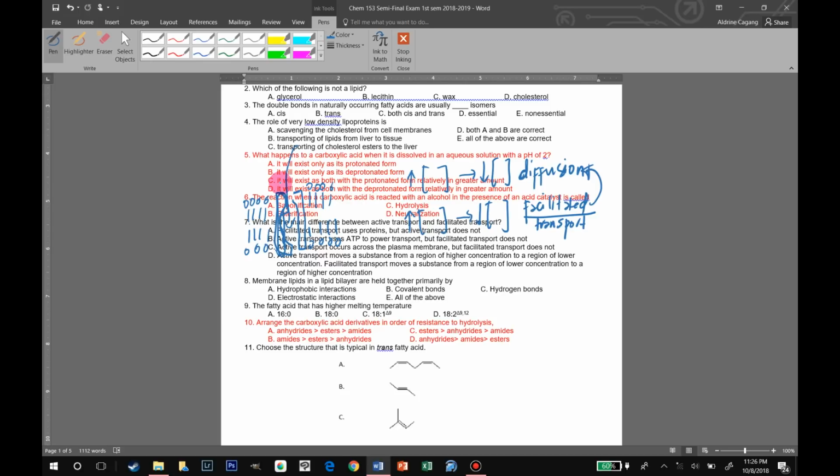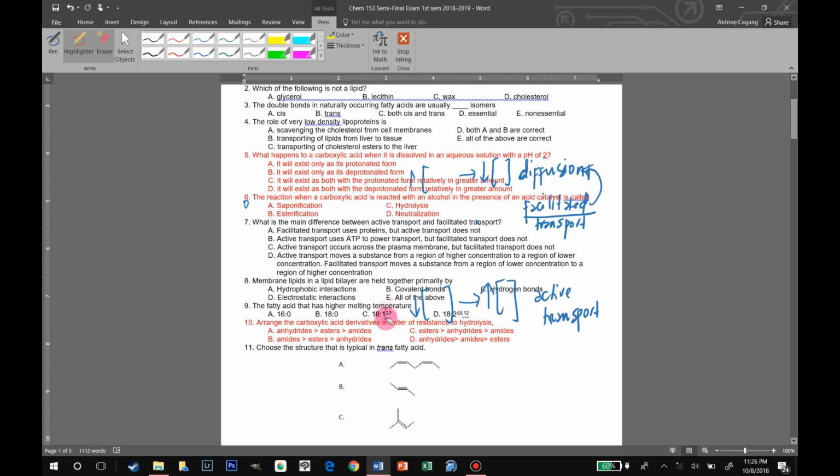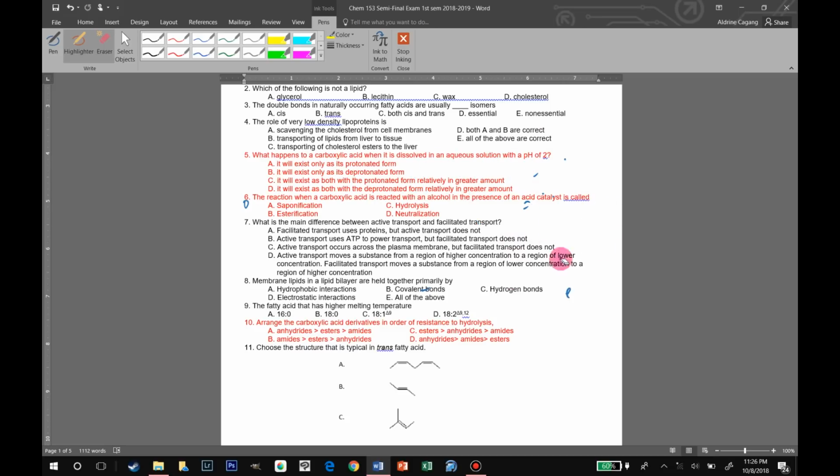And then you have the active transport that is in contrast to the passive transport, that is going to, one, make use of ATP, that's why it's called active, and also this one goes against the gradient. You have a region of low concentration to a region of high concentration, that is active transport. So with that in mind, which do you think is the appropriate answer for number 7?